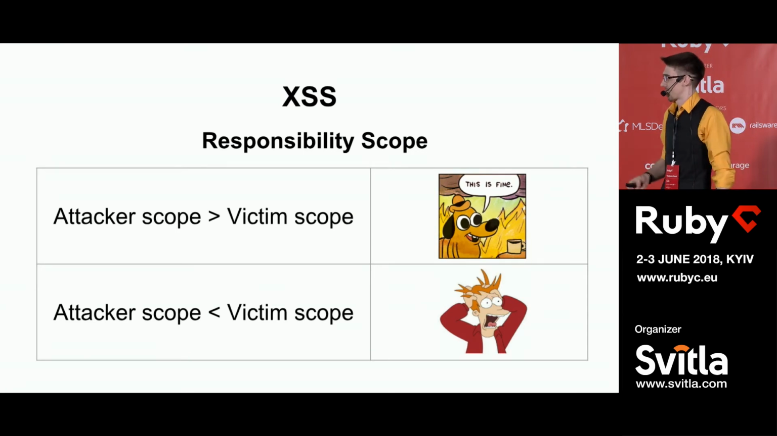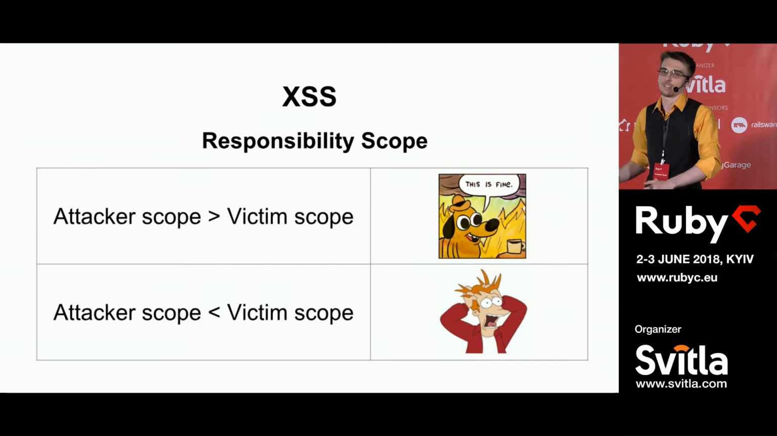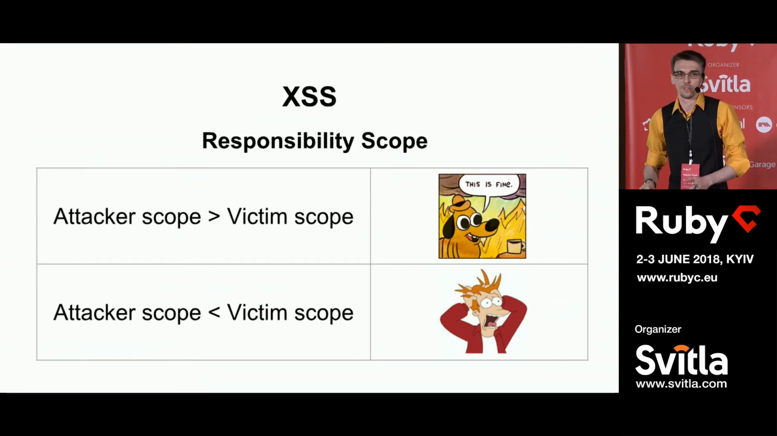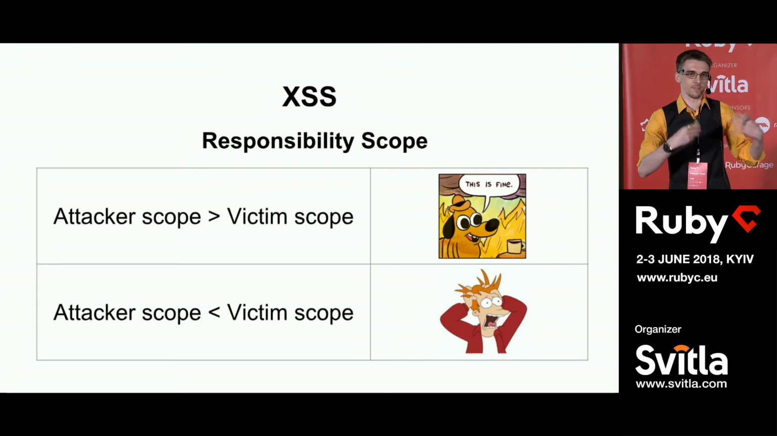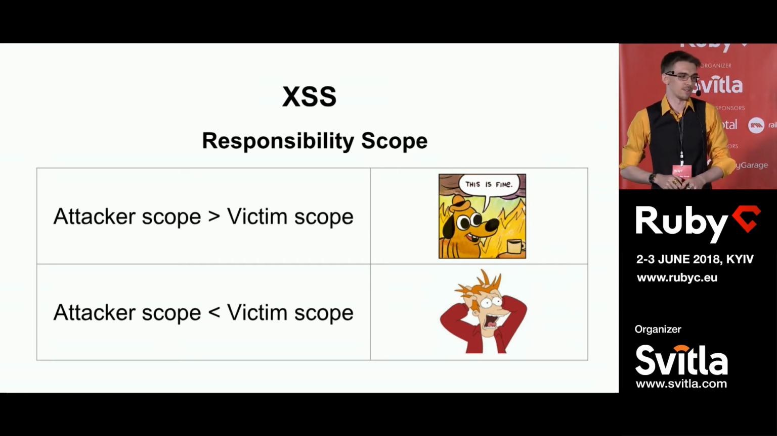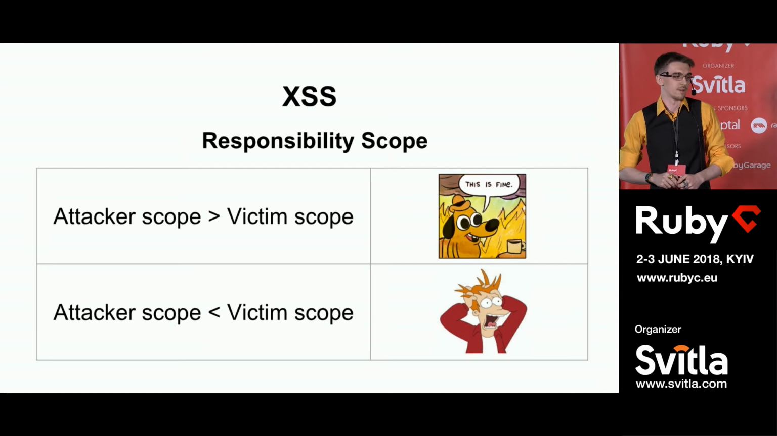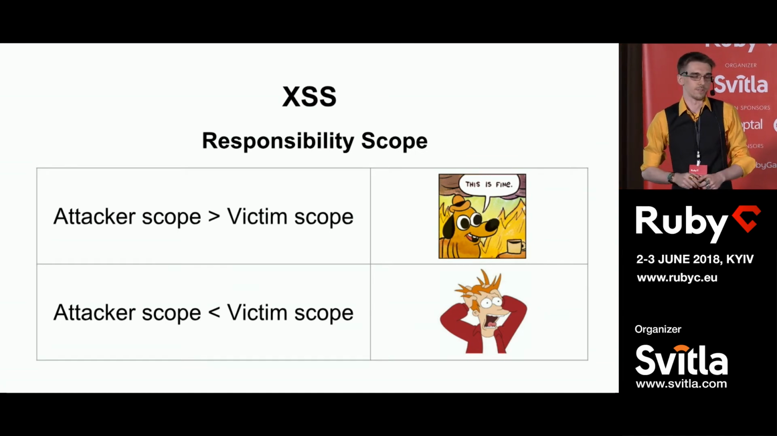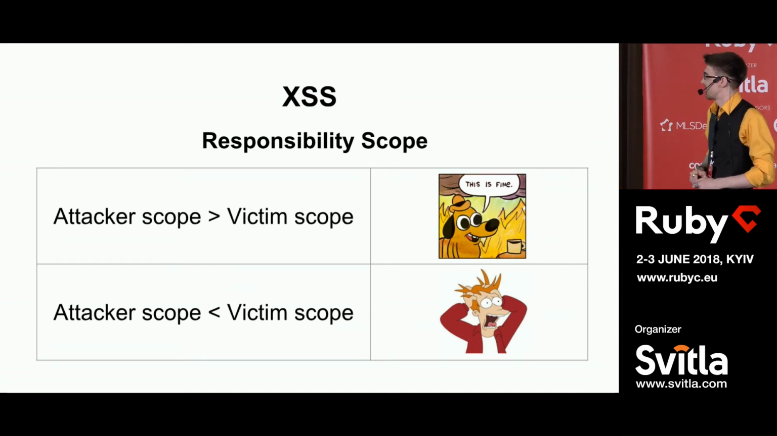But if the attacker is in a lower scope and can inject, for example, if a guest can inject some code and it will be rendered for admins, like on their admin review page, then it's very bad, because basically you have a vulnerability where any user can break into an admin's account.